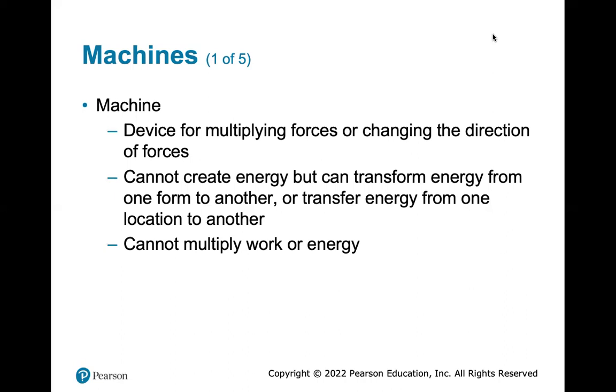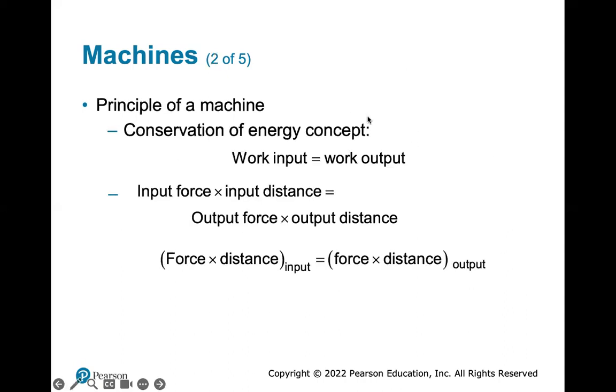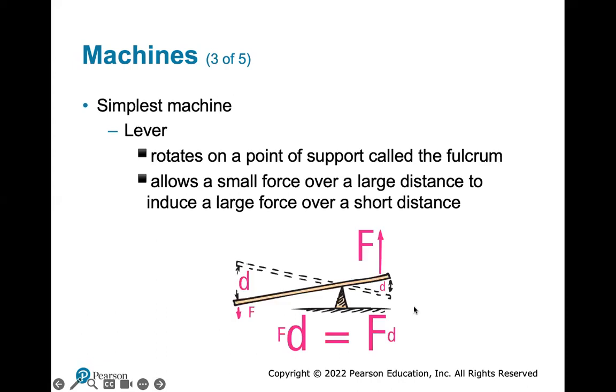So there's always a trade-off, and we'll see that in levers and stuff. The principle of a machine is a conservation of energy concept. The work input equals the work output. The input force times the input distance is equal to the output force times the output distance. So force times distance input is equal to force times distance output. Now, if the force goes up, the distance is going to have to go down. We'll see that.